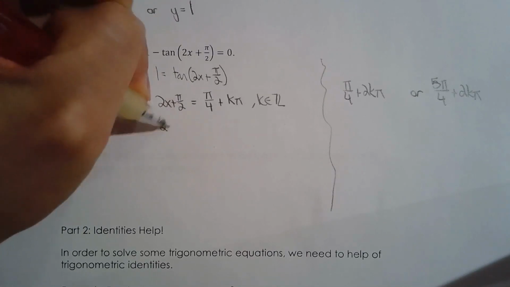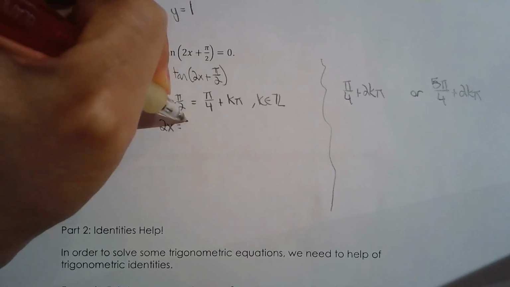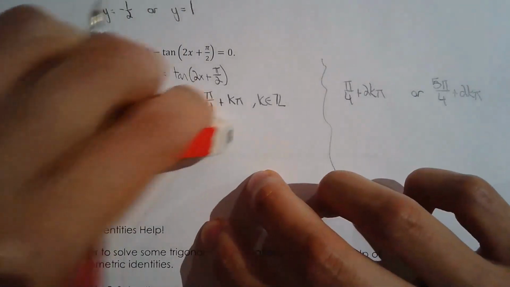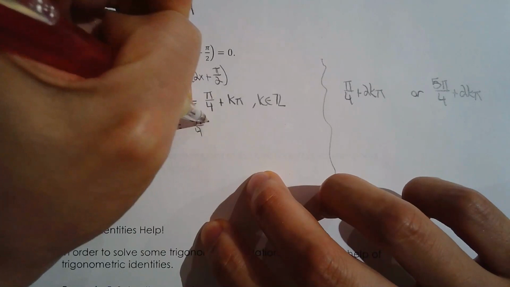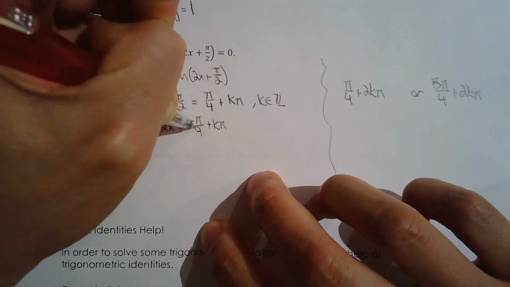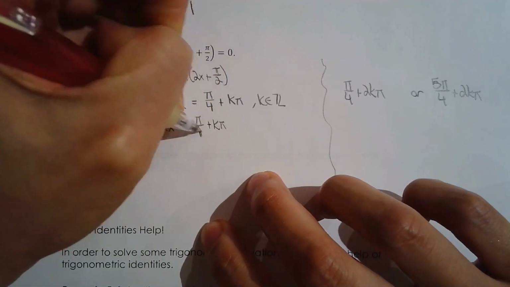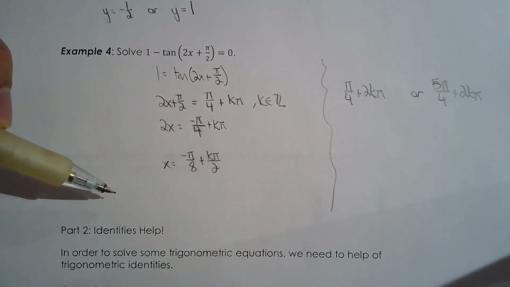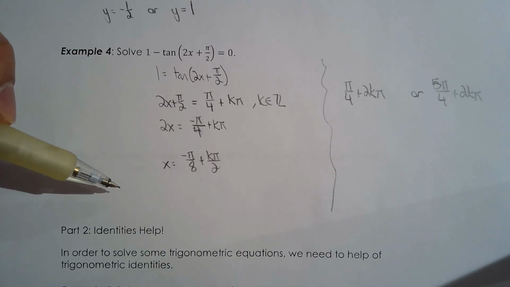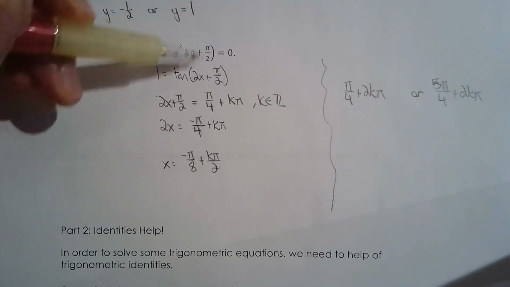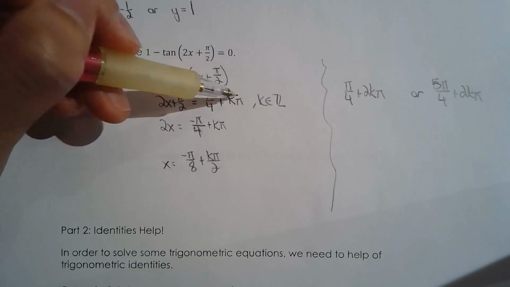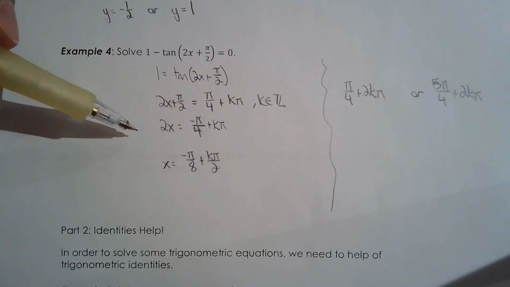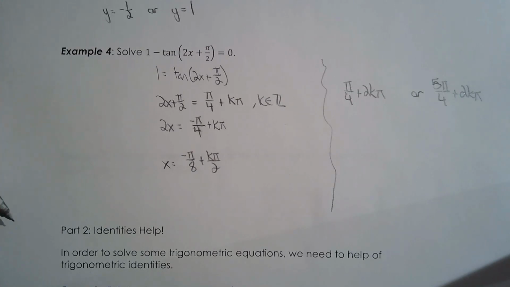So subtract both sides by pi over 2. Oops, that's pi over 4. That's a 4 there. And then divide both sides by 2. Pi over 2, where k is an integer. Okay. So remember, with tan, you can do plus k pi instead of 2k pi, because tan has a period of pi as opposed to 2 pi for sine and cosine.